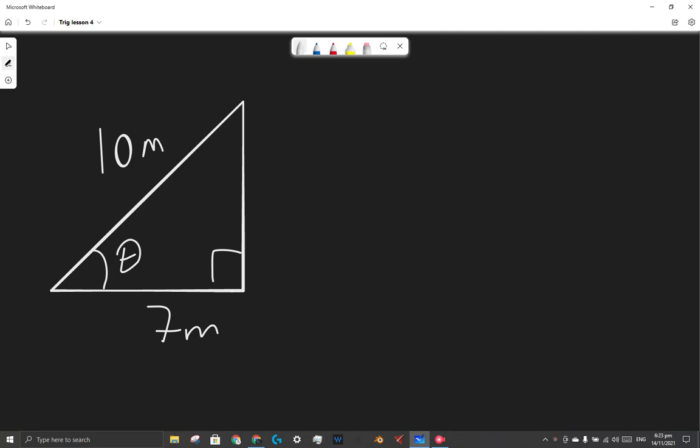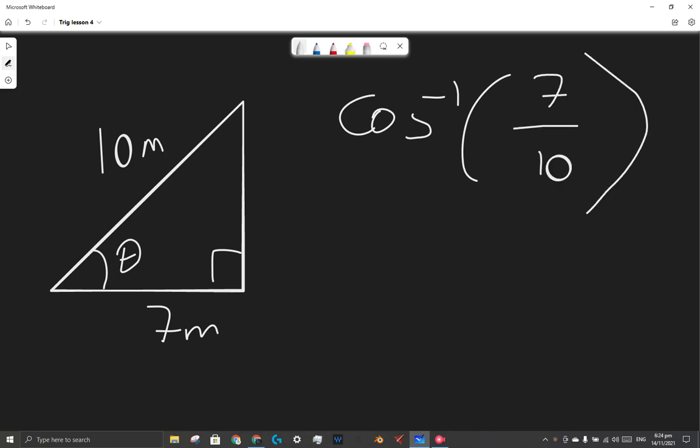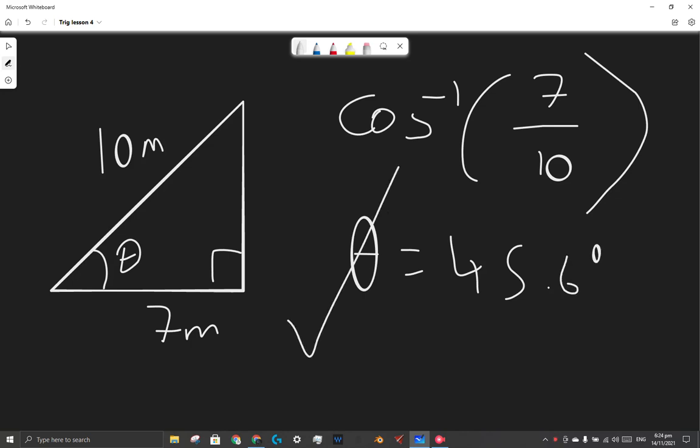Okay, so let's get straight into the answers. Let's first of all label the triangle and see which sides we've been given. We have the hypotenuse and we have the adjacent, which means we use cos inverse. So cos inverse, in brackets, adjacent, which is 7/10. And then we evaluate this, shift cos, and we get theta to be 45.6 degrees. And if you got that, then well done. Now let's move on to another problem.